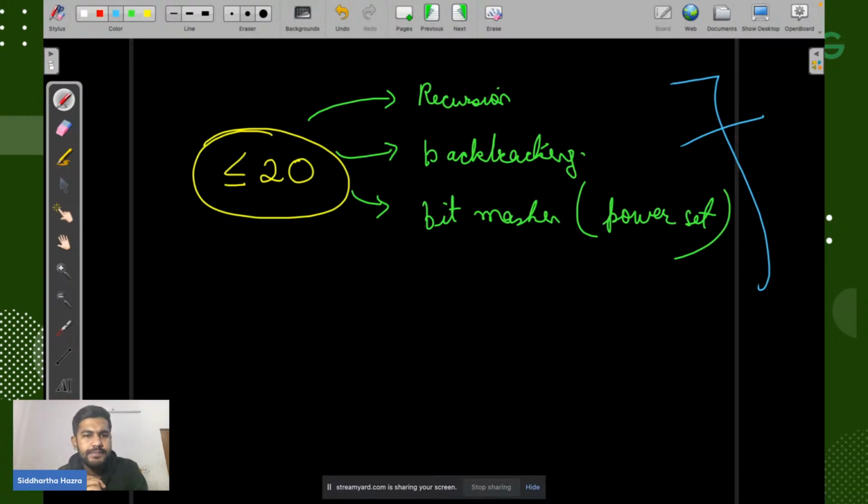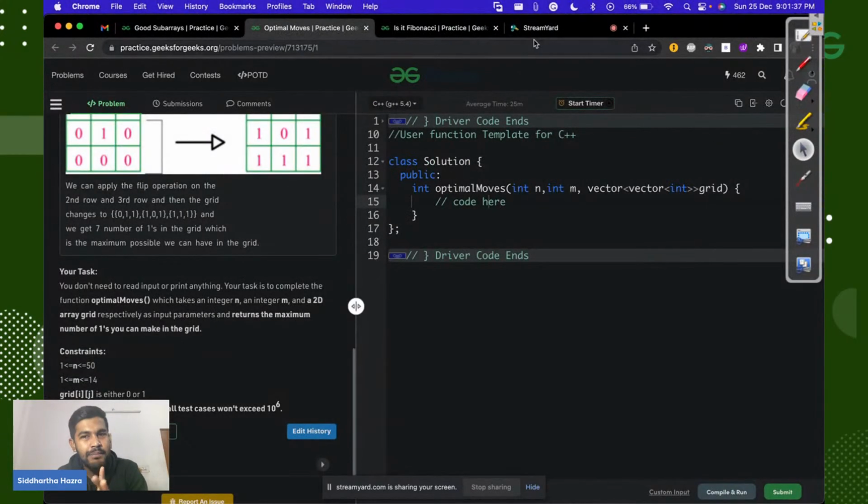So I found this pattern. So remember all these patterns. The pattern will be useful.